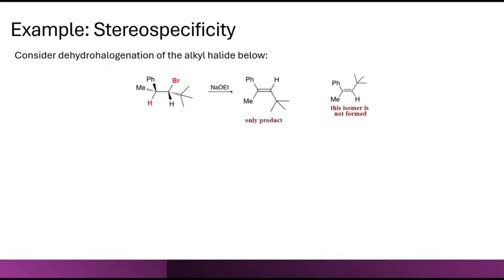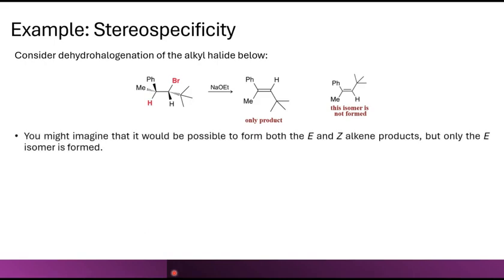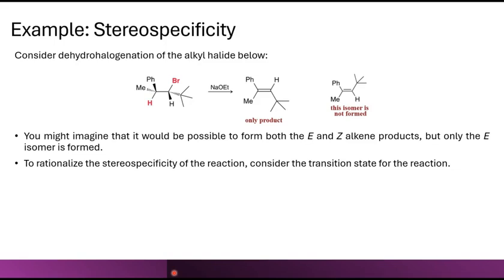Example of stereospecificity. Consider dehydrohalogenation of the alkyl halide below. If we use a strong base with the alkyl halide, we're going to get one product only and not the possible isomer. So this one will not be formed, but this only product here will be formed. You might imagine that it would be possible to form both the E and Z products, but only the E isomer is formed. To rationalize the stereospecificity of the reaction, consider the transition state for this reaction.